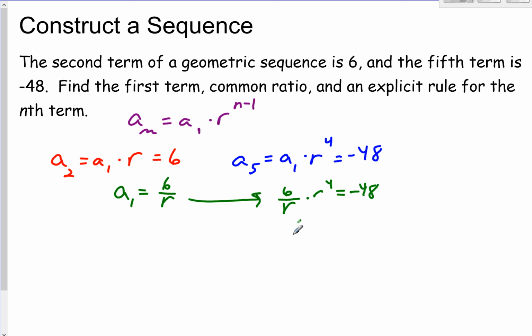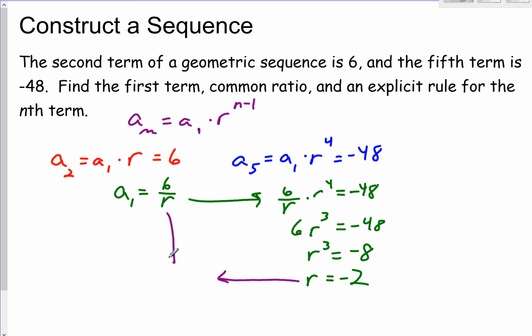So that means 6r to the 3rd equals negative 48. r to the 3rd is, let's see, negative 8. So r would be negative 2. So I now know my common ratio. Well, now that I know my common ratio, I can use that to find my a1. So my first term is 6 divided by negative 2, which is negative 3. So my explicit rule would be that each term is my first term times my common ratio to the n minus first power.